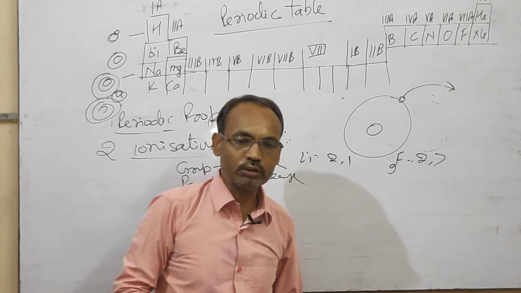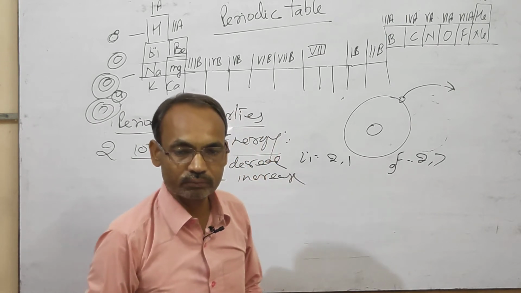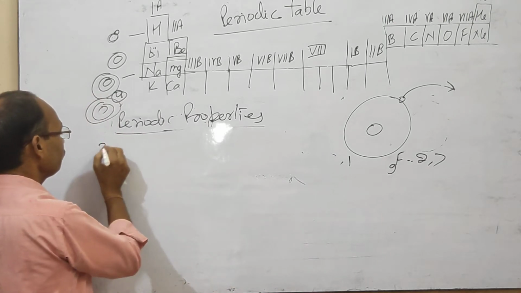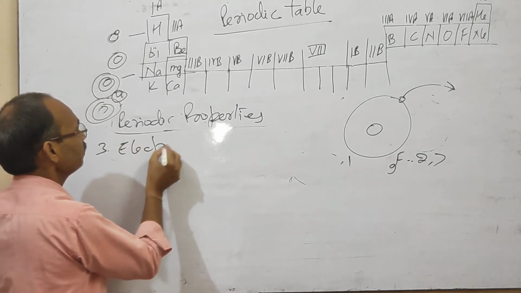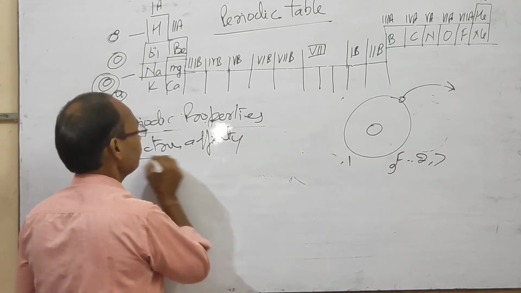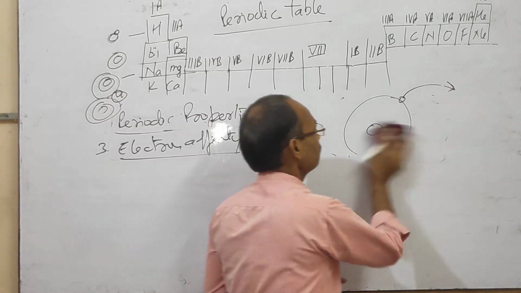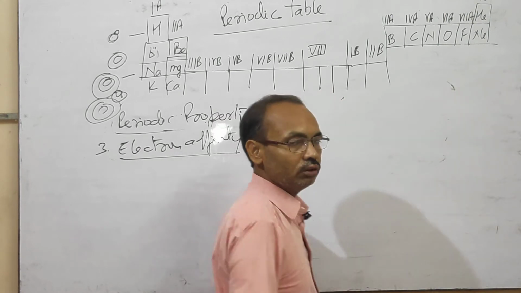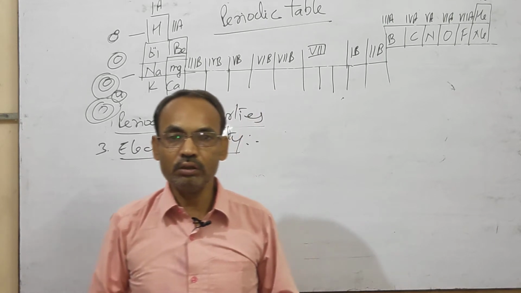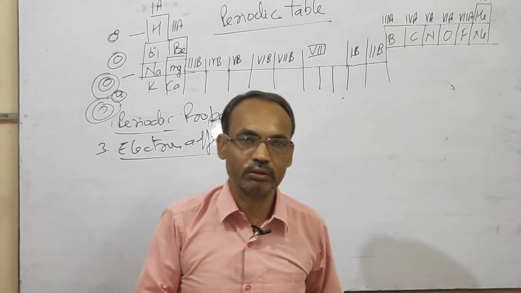The third point is electron affinity. What is electron affinity? The amount of energy released when an atom accepts an electron.